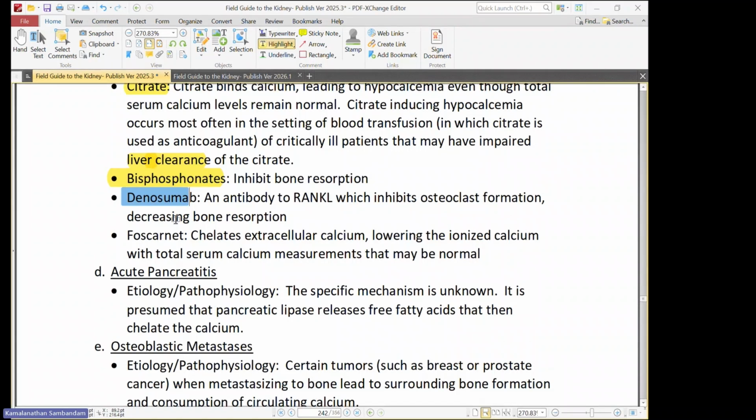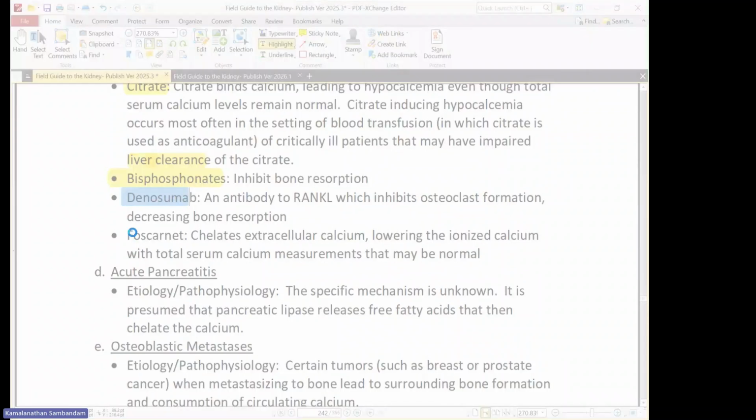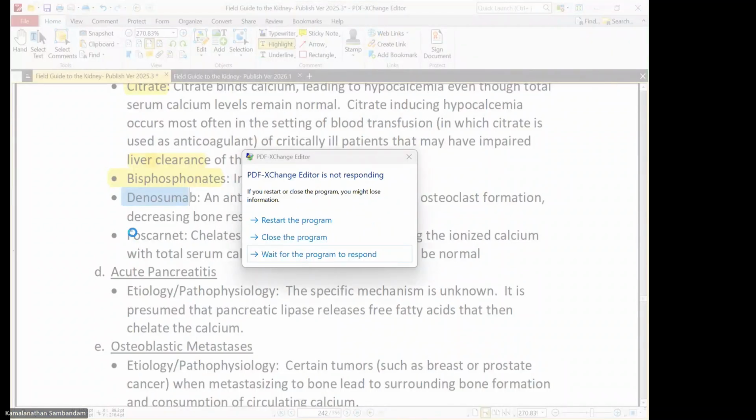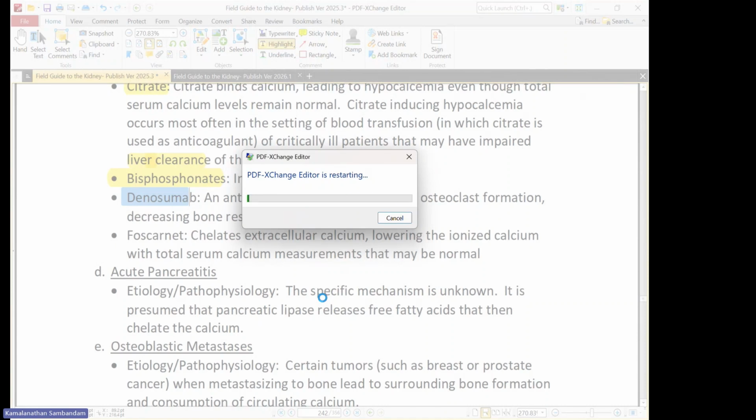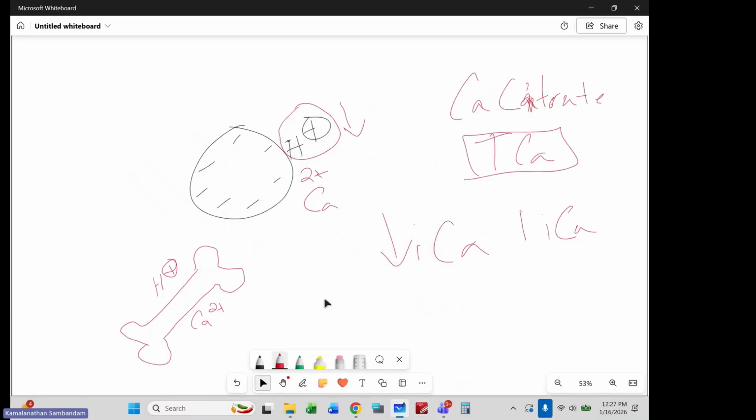Okay, foscarnet. Uh-oh, locked up here. Okay. I'll wait for this to restart, but I'll still try and keep the topics in mind.